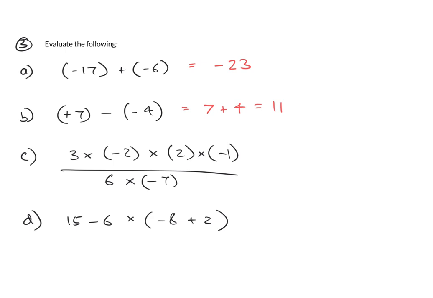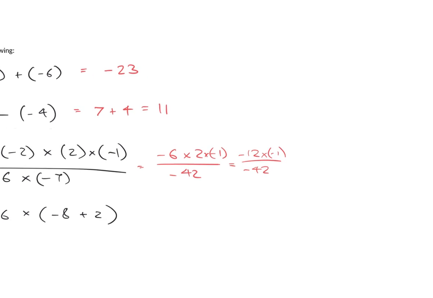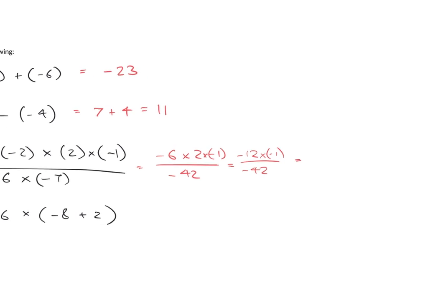Now for C, we have multiplication and division. What have we got on the top? We have 3 times negative 2, so that's going to give me negative 6. And I'm multiplying that by 2 times negative 1, and that's over 6 times negative 7, which is negative 42. What else can I do? I can do negative 6 times 2 is negative 12, times negative 1, and that's over negative 42. And then negative 12 times negative 1 is positive, so that's just going to be 12, and it's 12 over 42.